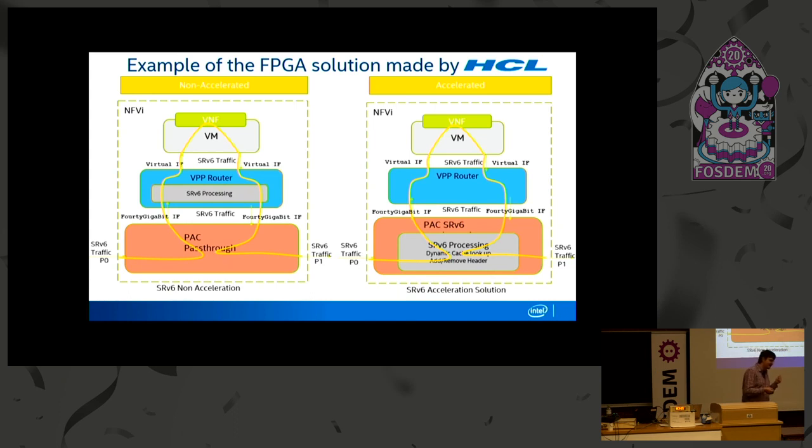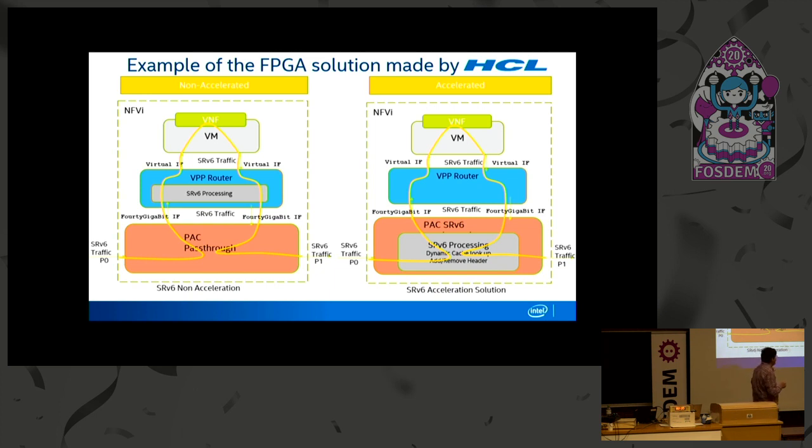Here is an example of segment routing V6 acceleration. I was talking yesterday in more detail about what the problem is. I don't want to go into details of how it works, but imagine this situation. On the left side, you have the non-accelerated part. Everything happens inside the software. This blue part is the part which creates some router or switch inside a software switch, and this blue part is visible to the user.